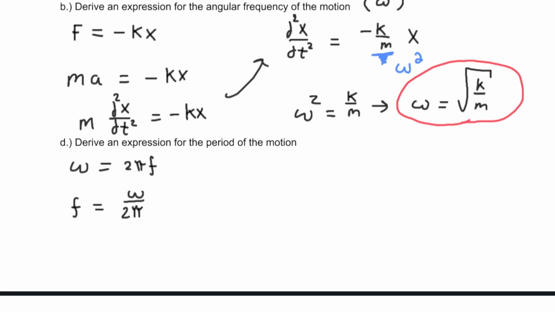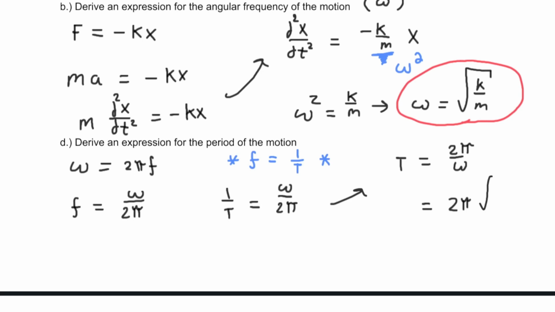But also, since frequency is equal to the reciprocal of the period, because if you're doing 2 cycles per second, your period is a half second, we have this nice reciprocal relationship. Well, that just means 1 over T is equal to omega over 2 pi. Or we get T is equal to 2 pi divided by omega, which is equal to 2 pi times the square root of m over k. Because when dividing by omega, that just means flip the fraction over. So this is the period of the mass spring oscillator.